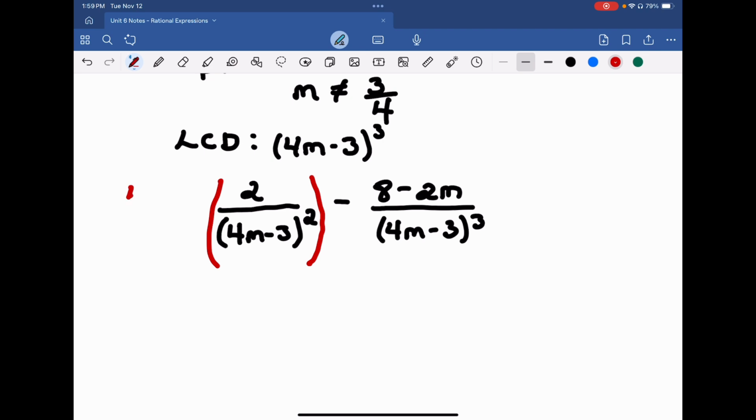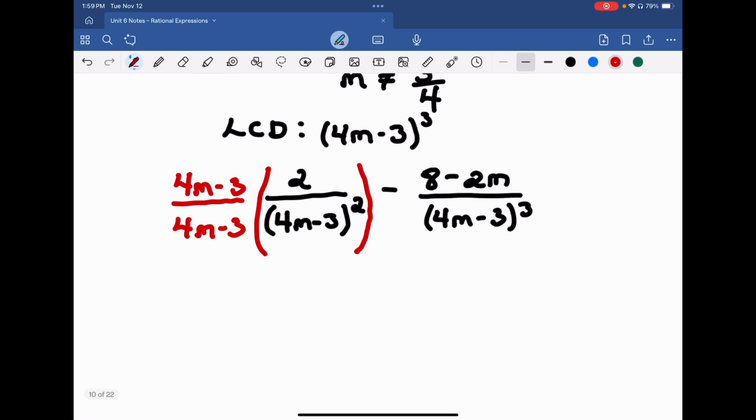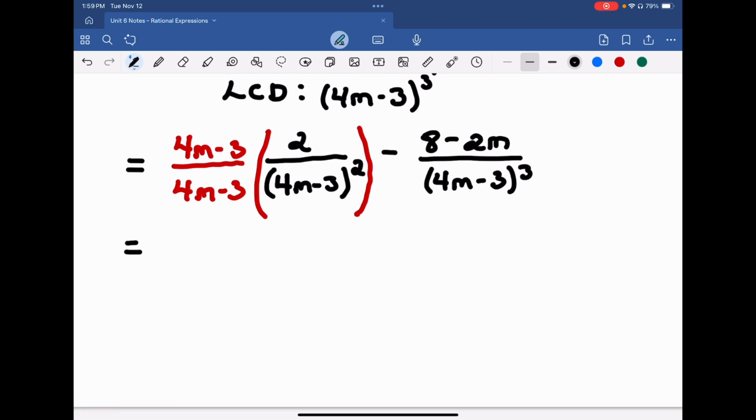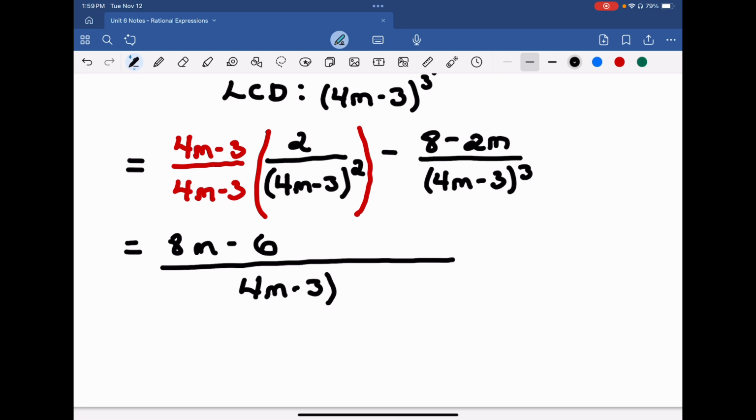Now I'm going to write this as, on the outside, 4m minus 3 divided by 4m minus 3, because we need to multiply numerator and denominator. Now from here, this is going to be equal to, I'm going to expand this. So we go 4m times 2 is 8m. Negative 3 times 2 is negative 6. And this is going to be all over our single denominator, 4m minus 3, and then all to the power of 3, like so.